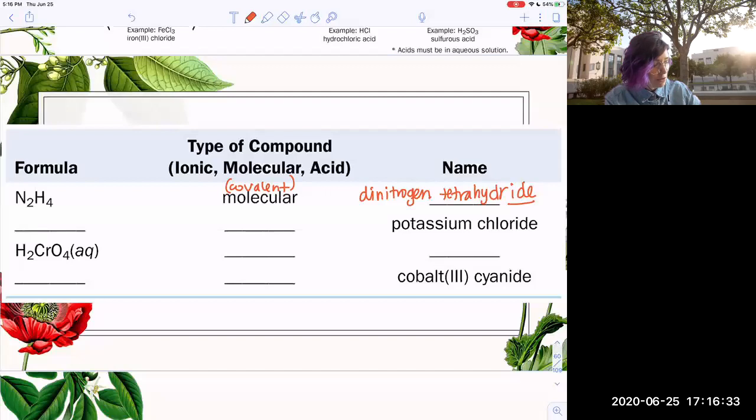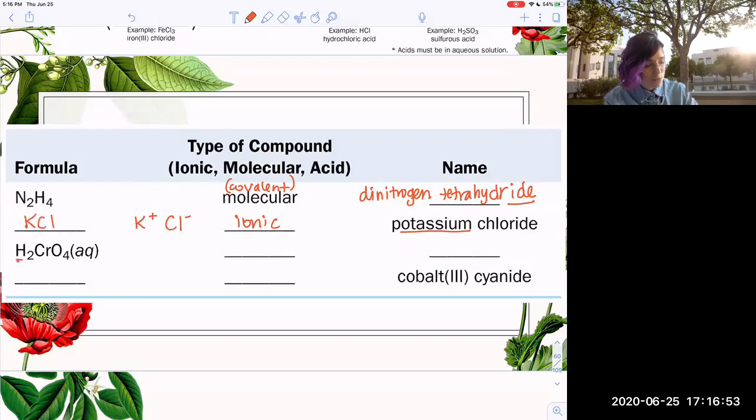Okay, potassium chloride. Potassium is a metal, so this is ionic. Now I need to write those ions. K is +1 because it's in group 1 and they make +1 charges. Chloride is Cl- because it's in group 7 and they make -1s. 1 and 1 makes a 1-to-1 ratio, KCl.